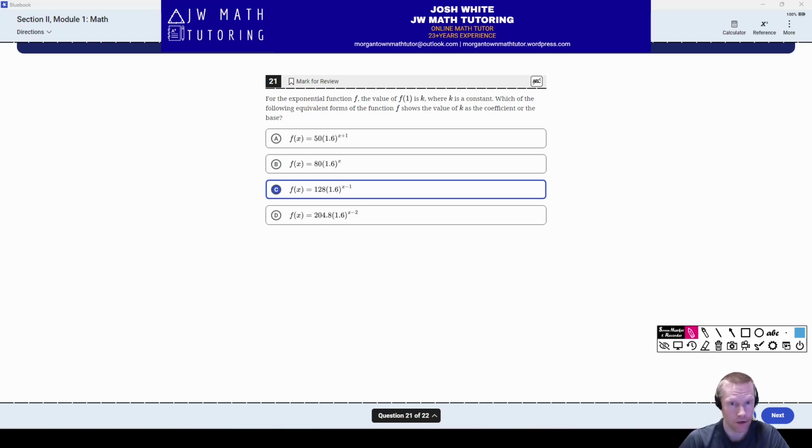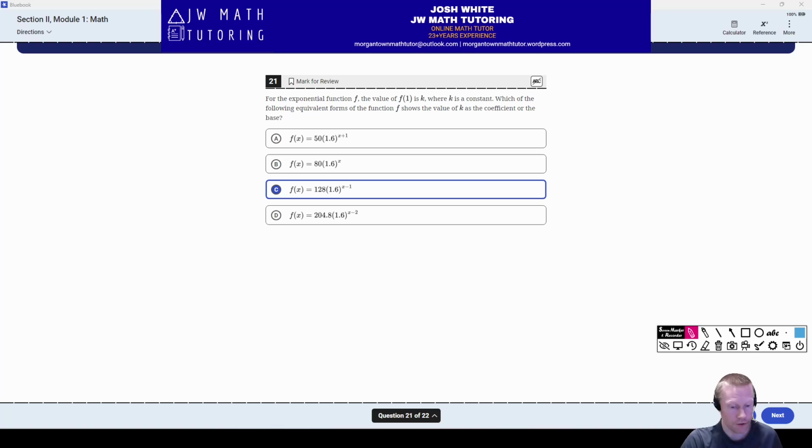Because 1 minus 1 is 0, 1.6 to the 0 is 1, 128 times 1 is 128, and we see the 128 right here. It's a coefficient. Obviously, it's not the base. Now, just to expand on that a little bit, if everything was the same about this problem, but it was f of 2 equals k, then it would just be this one down here, because it has the x minus 2, and so on.